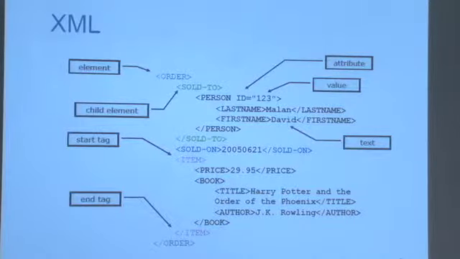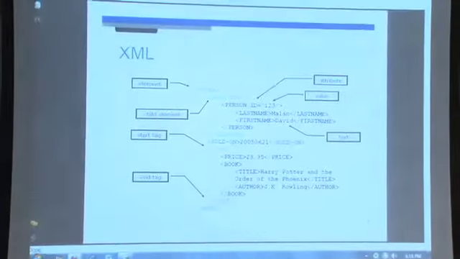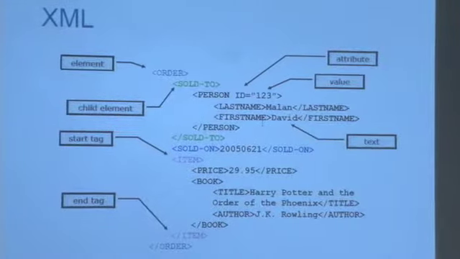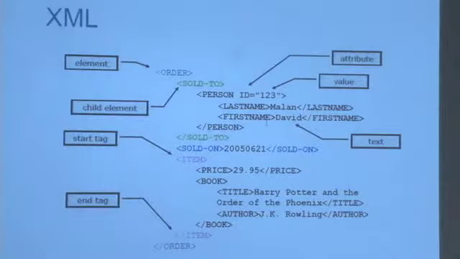And then inside you have different kinds of tags: sold to, sold on, item, book, price, person, all these. When you're creating this XML, you can think of it as a tree where there's a root element, order, on the very top. Then there are children or descendants of this order: sold to, sold on, item. And then there are descendants of sold to, and descendants of item and book, and all these tags.